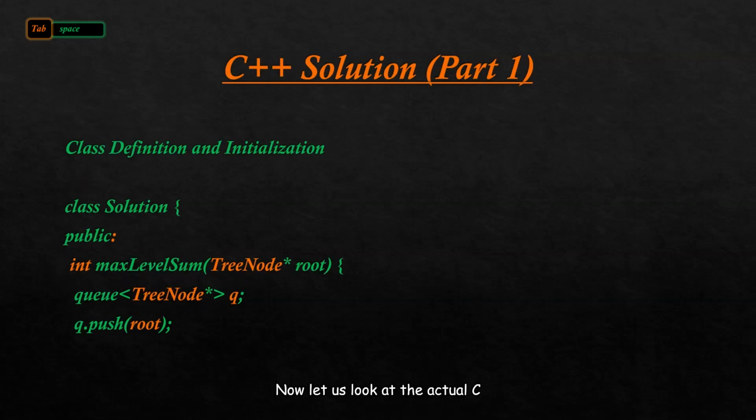Now let us look at the actual C++ implementation. In the first part, we define the solution class, initialize a queue for BFS, push the root node, and initialize variables to track the current level, maximum sum, and answer level. We also use long to safely handle large sums.